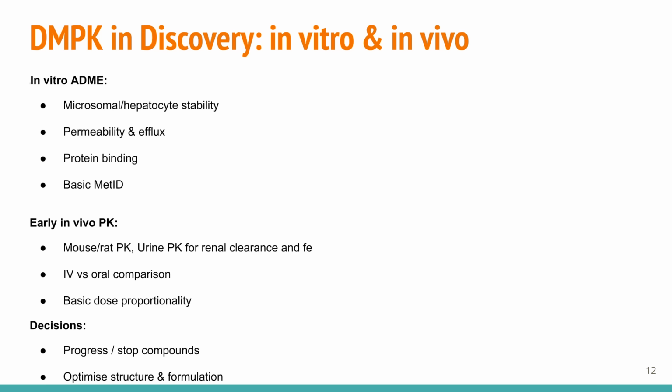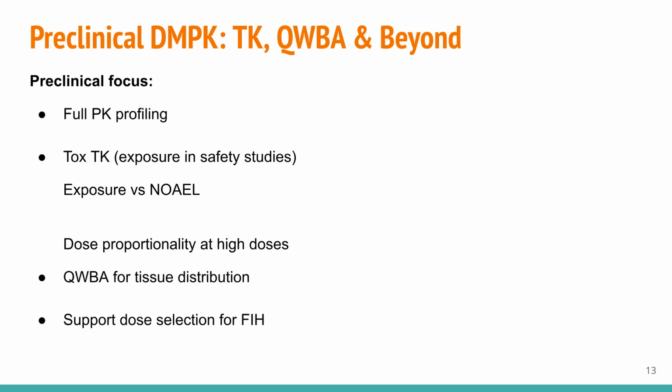In discovery, DMPK focuses on in vitro ADME, like stability and permeability, and early in vivo PK studies. These data are used to decide whether to progress or stop compounds and optimize structure and formulation. Preclinical DMPK involves full PK profiling, tox-TK to link exposure to toxicity, and QWBA for tissue distribution. These efforts are crucial for understanding safety margins and supporting the selection of the first-in-human dose.